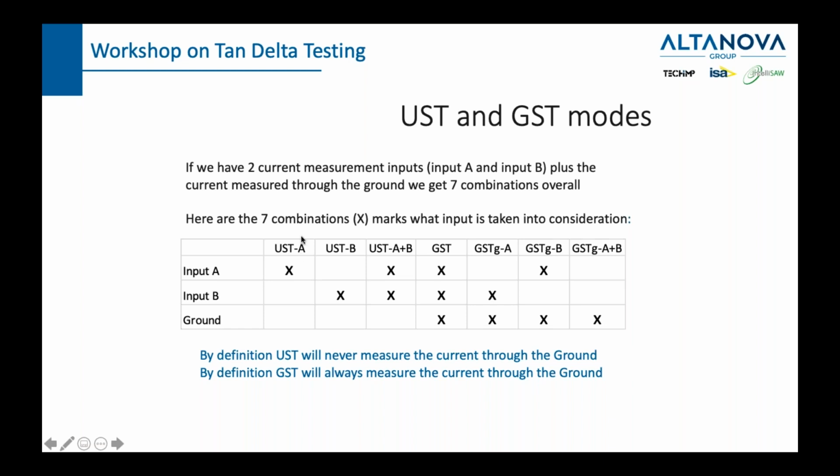So UST-A means that my device is measuring only the current coming to the input A, only one current. UST-B means that I'm measuring only the current coming to B. And because they're UST, ungrounded specimen test, we can see that ground here is not being measured. UST A plus B will, of course, measure currents coming to inputs A and B. On the other side, GST is a method in which we measure input A, input B, and the ground, all three currents. So that's GST. GST GA measures anything but A, so we guard, we remove the measurement on the input A. GST GB, the same, we don't measure the current on input B, and GST GA plus B, we just measure the ground current. So this is what we use: UST A, UST B, UST A plus B, GST, GST GA, GST GB, and GST GA plus B.